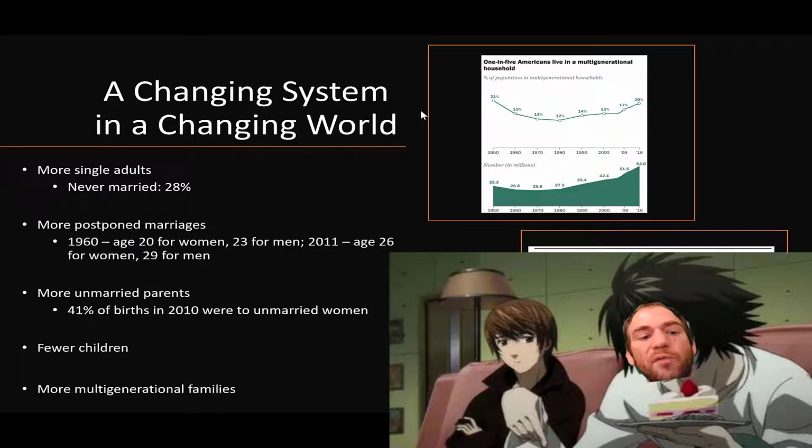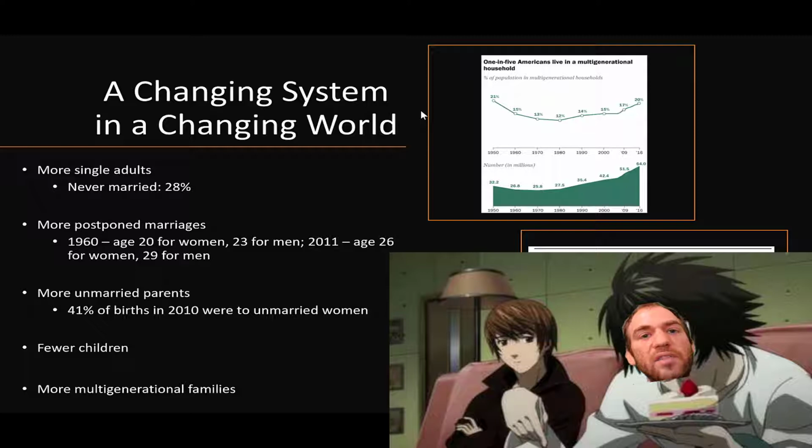There are also more unmarried parents: 41% of births in 2010 were to unmarried women. And there are fewer children and more multi-generational families living in the same household. I also grabbed some additional polling from Pew. They collect this data, if not yearly, then every couple of years. This is from 2019, so a more recent sample, but you can see the trend even from 2010 or 2011 for more unmarried parents. And birth overall is still going through a decline, with individuals in their 20s delaying marriage and having kids later, or not having kids at all.